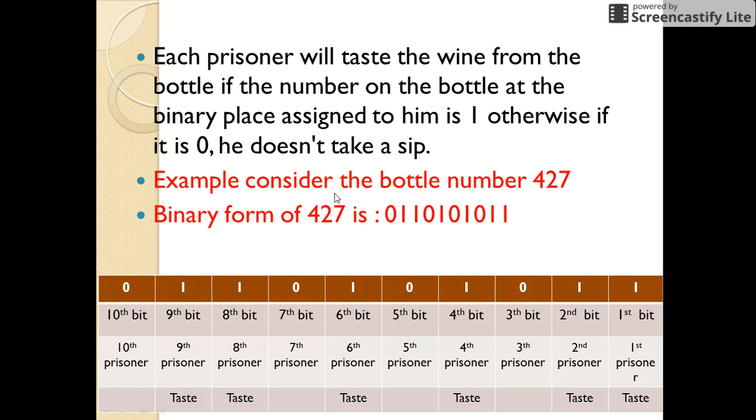To understand it better, let us consider an example where we picked up randomly a bottle which had the number 427 on it. Now the binary form of 427 is as shown. Remember, only those prisoners would taste the wine from the bottle if the number on the bottle at the binary place assigned to him was 1. So in case of 427, only prisoners 1st, 2nd, 4th, 6th, 8th and 9th would taste the wine from the bottle since all these bits have 1 on these places.